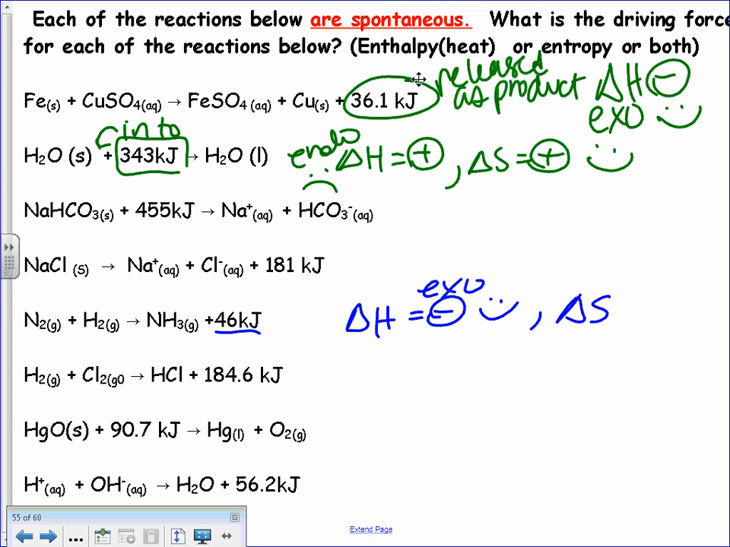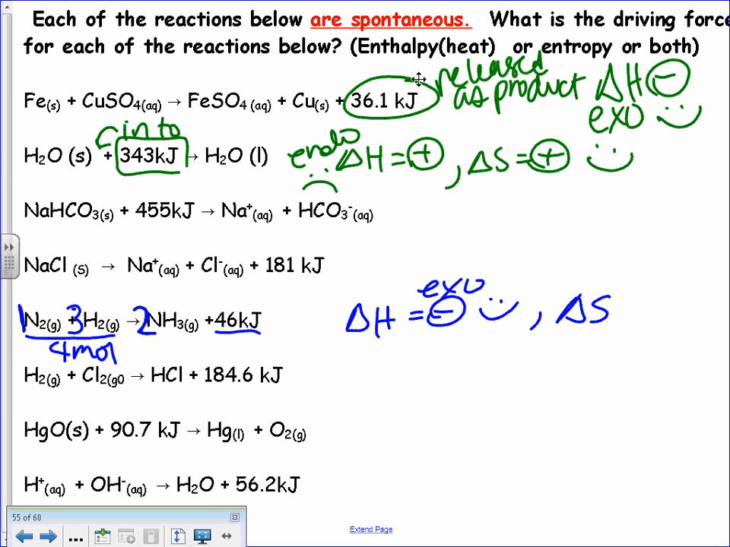We need to balance this real fast. What do I need to do? Putting 2 in front of the ammonia and 3 in front of the hydrogen gas. Okay, so how many moles of gas on the reactant side? I want you to literally count up the coefficients. How many are here? 1. How many are here? 3. So total 4 moles of gas.